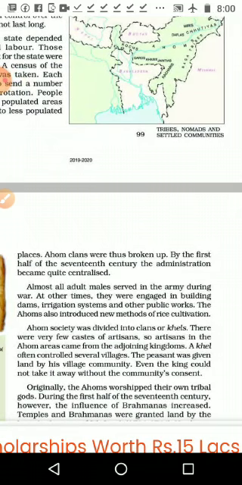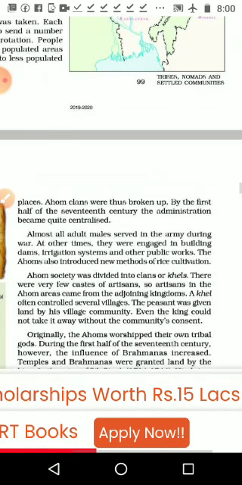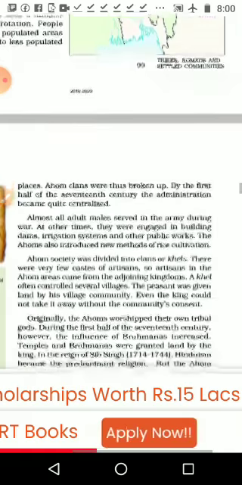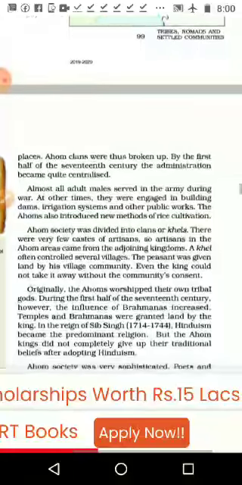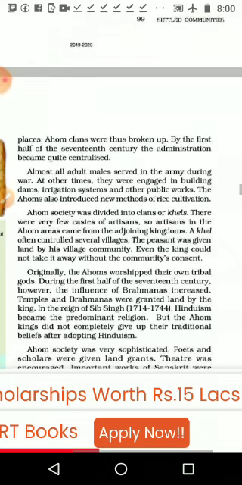By the first half of the 17th century, the administration became quite centralized. Like Gonds, these Ahams also made a centralized administration in their group. Almost all adult males served in the army during war. Whenever war is there, all male members want to go and join the army. At other times, they were engaged in building dams, irrigation systems and other public works. And the army people, if there is no war, then they are working in public services like dam making, road making, irrigation system making and other public works.